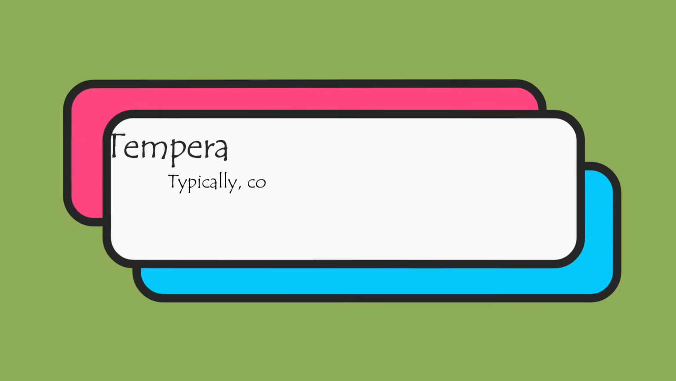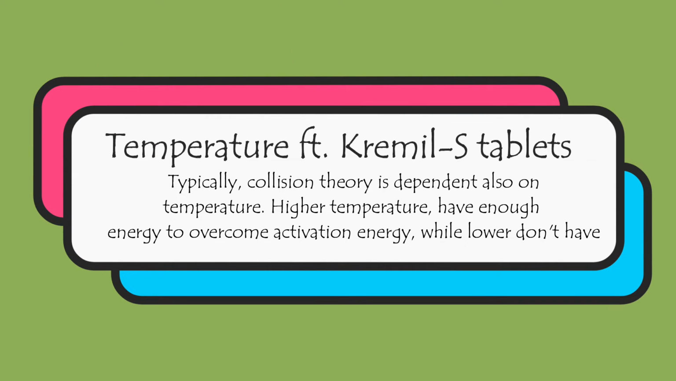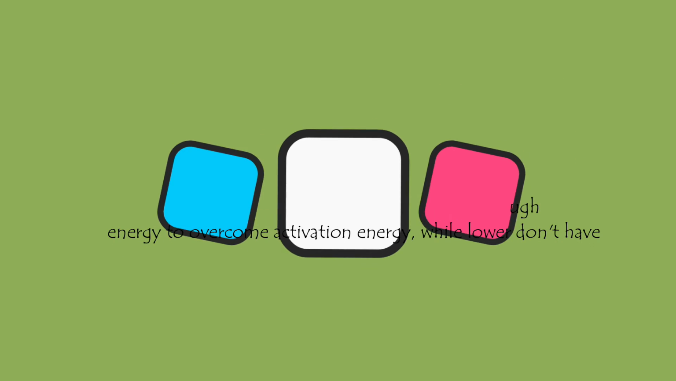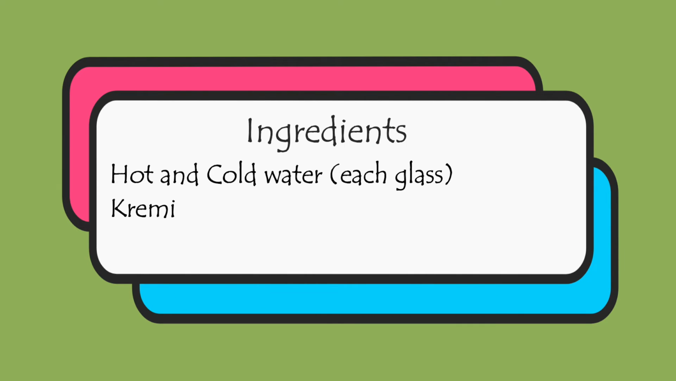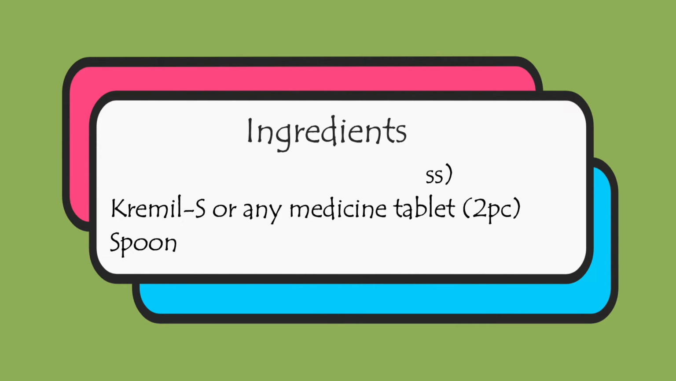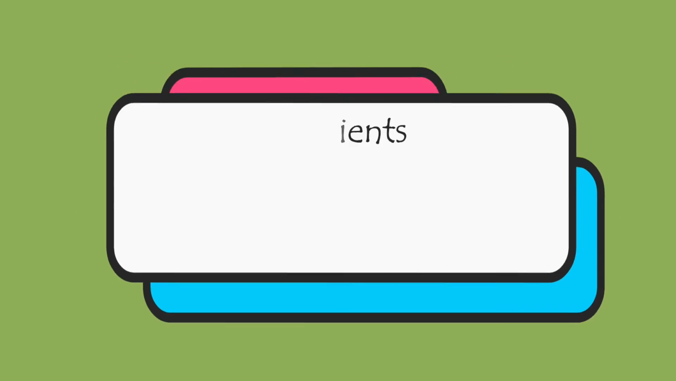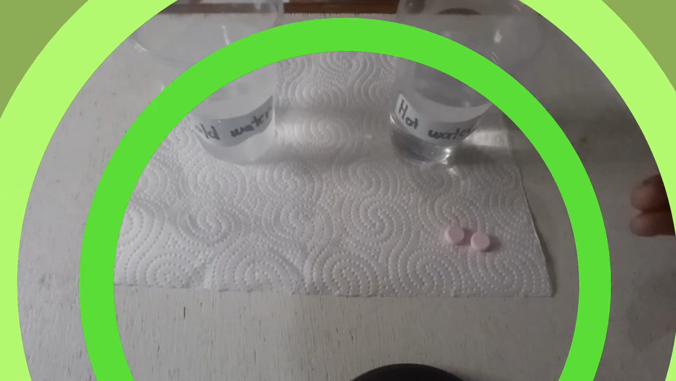So for the second factor affecting reaction rate, we're going to talk about the temperature. So here, we're going to use Kreml S tablets in hot and cold water and differentiate the rate of their solubility in both liquids.